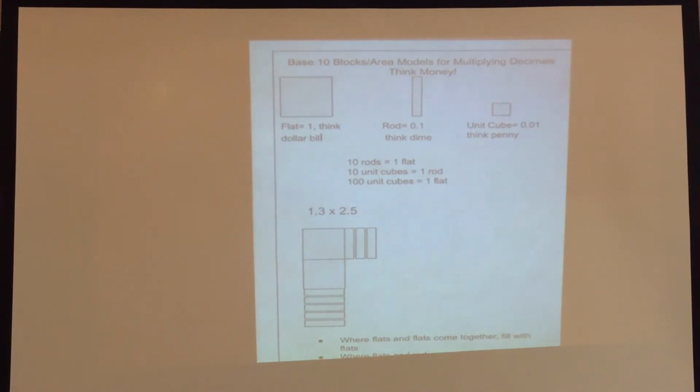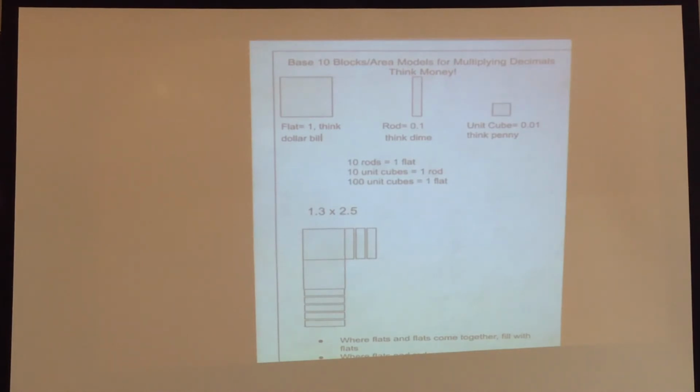Let's think about money real fast. How many dimes would it take to make $1? 10. So how many rods will it take to make a flat? 10. Pennies are worth what? 1 cent, 1/100th. How many pennies would it take to make a dime? 10. So how many unit cubes would it take to make 1 rod? 10. Unit cubes are 1/100, a rod is 1/10, so 10 unit cubes equal 1 rod.